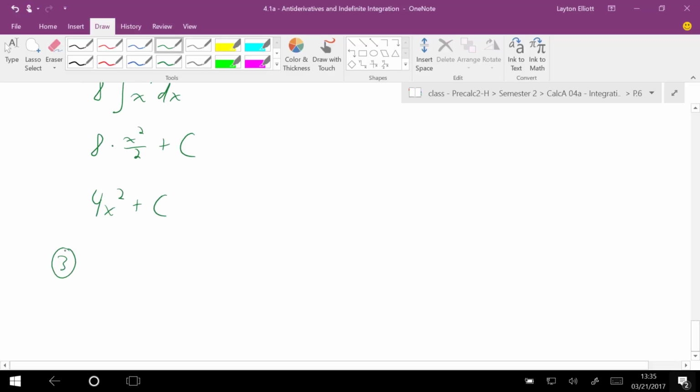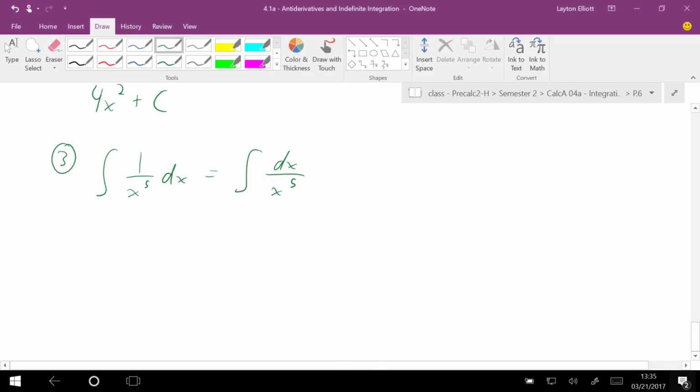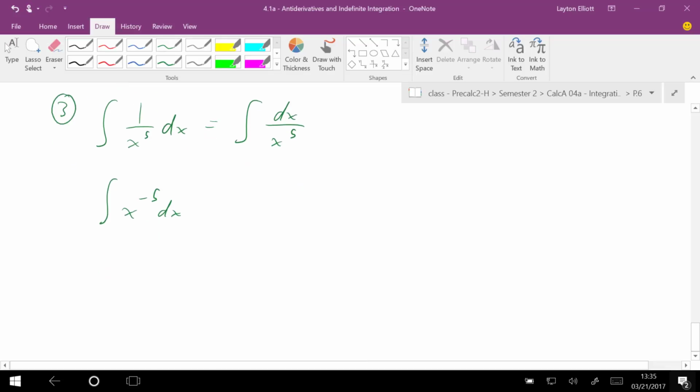Okay, number 3. We're going to do the integral of 1 over x to the 5th dx, which you might see sometimes as the integral of dx over x to the 5th, just to consolidate it. Probably best to rewrite that as the integral of x to the negative 5th dx. And then do the same thing. Take your exponent, increase it by 1, so that becomes x to the negative 4th, and then divide it by that same negative 4. And then don't forget your constant.